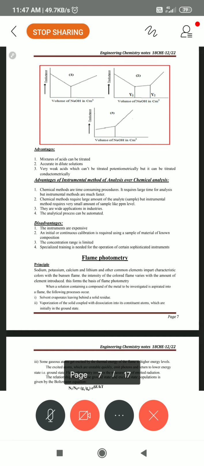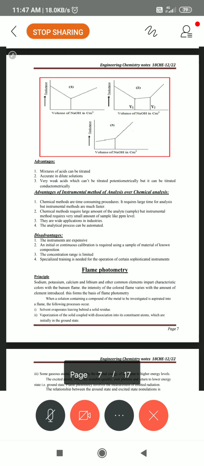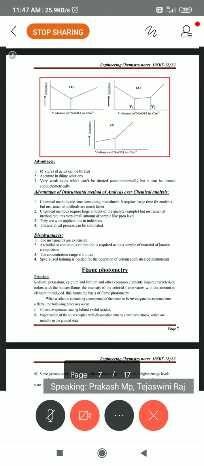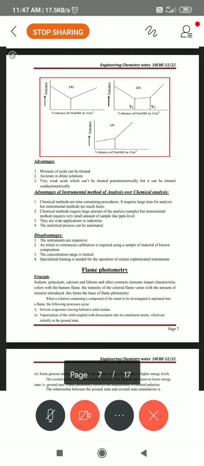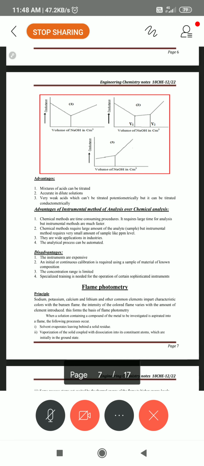So in this instrument we are using photo analytical methods. This flame we use instead of any light. It is also a photo analytical type of experiment. This is used to determine both qualitative as well as quantitative analysis, whereas other instruments use only quantitative, not qualitative.